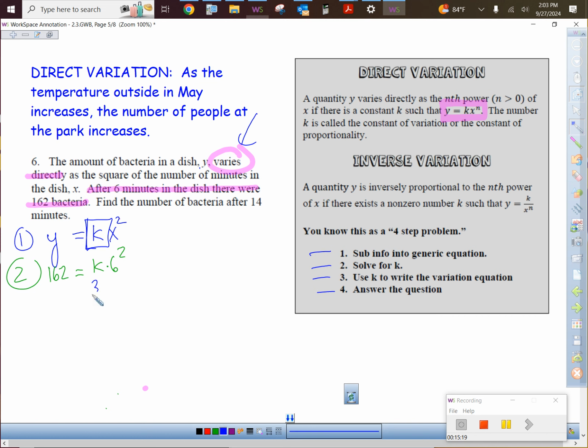6 squared is 36, so I really have 36K equals 162. Could you divide that for me and tell me what K turns out to be? Didn't get my worksheet out. What's K turn out to be? 4.5, is that right? Are we cool with that?